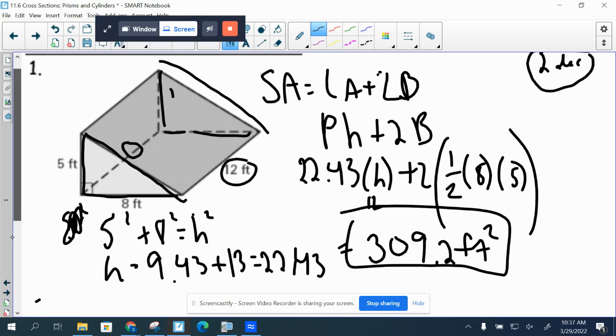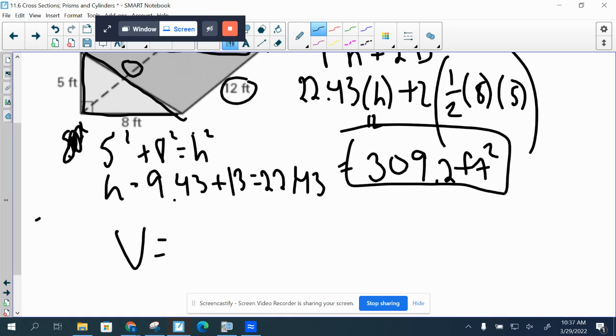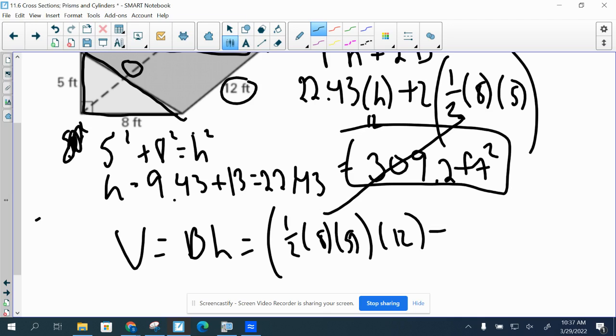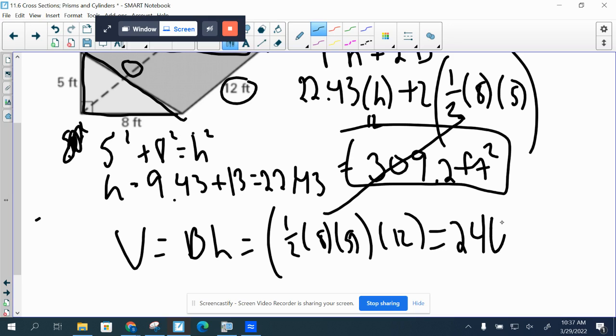For volume, it is area of the base times height. Area of the base is what we put up here in these parentheses, 1/2 times 8 times 5, and then times 12, and you get 240 feet cubed.